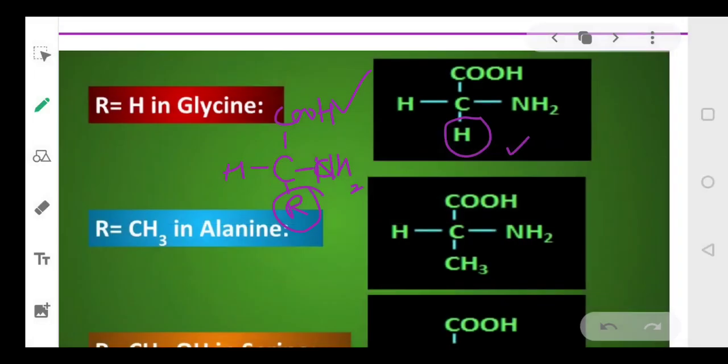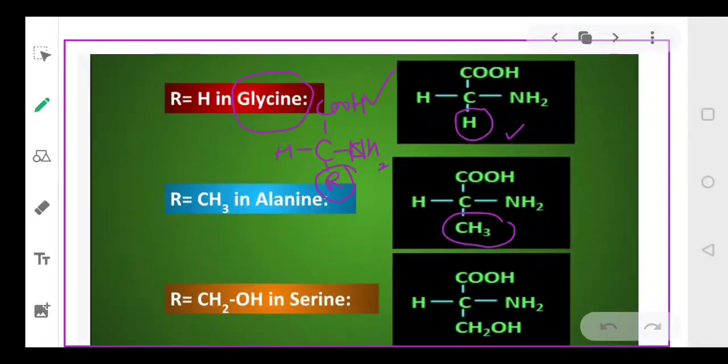So instead of R, we have hydrogen. Where we have replaced R with hydrogen, this forms the amino acid named glycine. So glycine has hydrogen in place of R. Alanine has a methyl group in place of R, and that forms the amino acid alanine. While serine has methyl hydroxide.